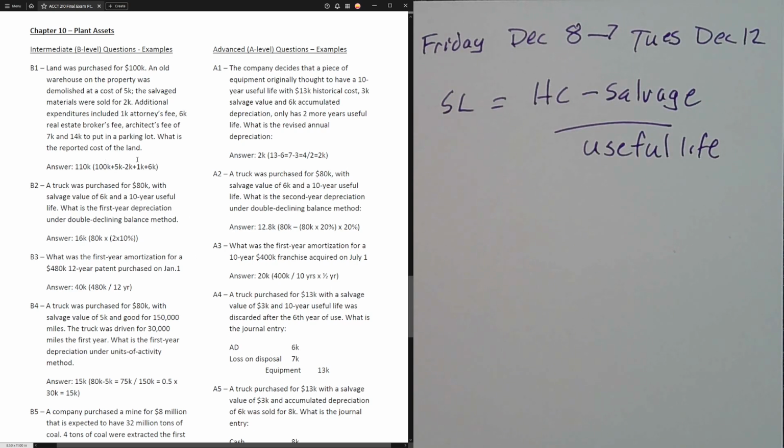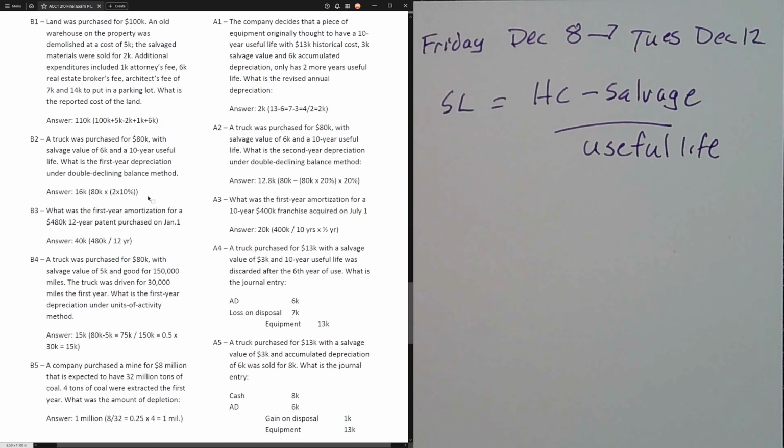What is the reported cost of the land? So it'd be the purchase price plus those other items that get capitalized. A truck was purchased for B2. Truck was purchased for $80K with salvage value of $6K and 10-year useful life. What is the first year depreciation under double declining? So I'll note here B2 and A2 are the same question. A truck was purchased, except one says the first year, and one says the second year. So let's take a look at both of these and look at the first and the second year.